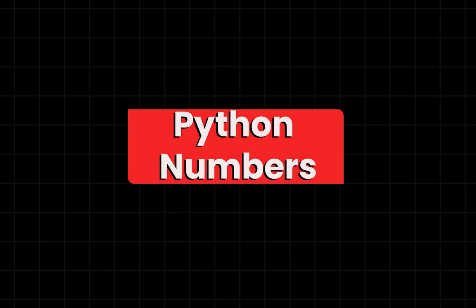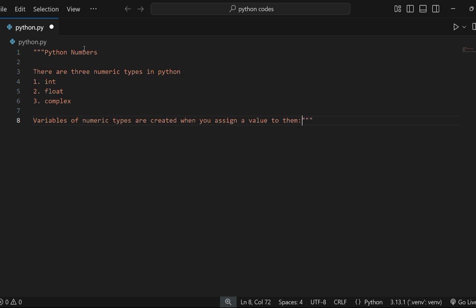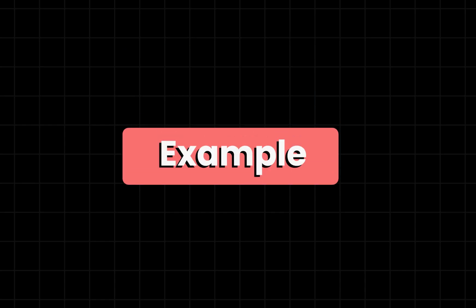Python numbers. There are three numeric types in Python: int, float, complex. Variables of numeric types are created when you assign a value to them. Example.